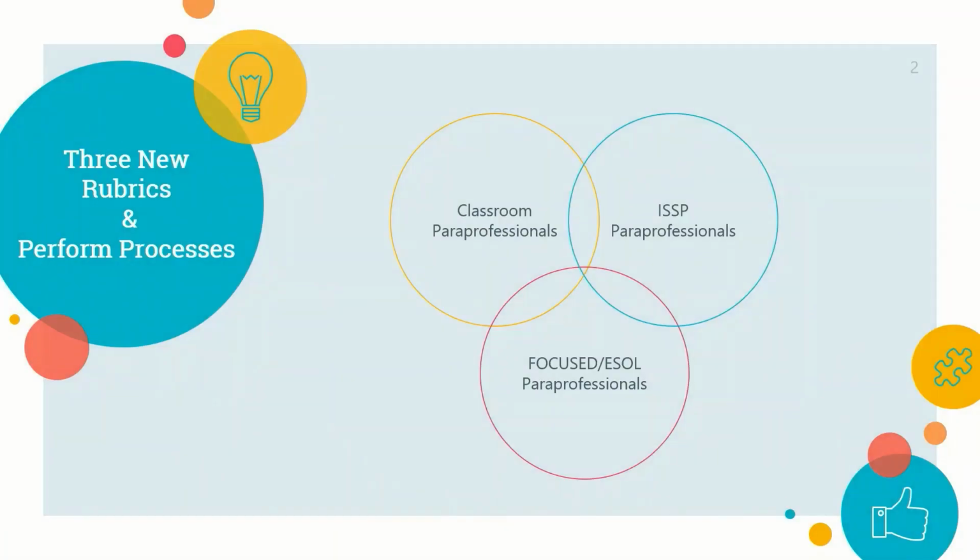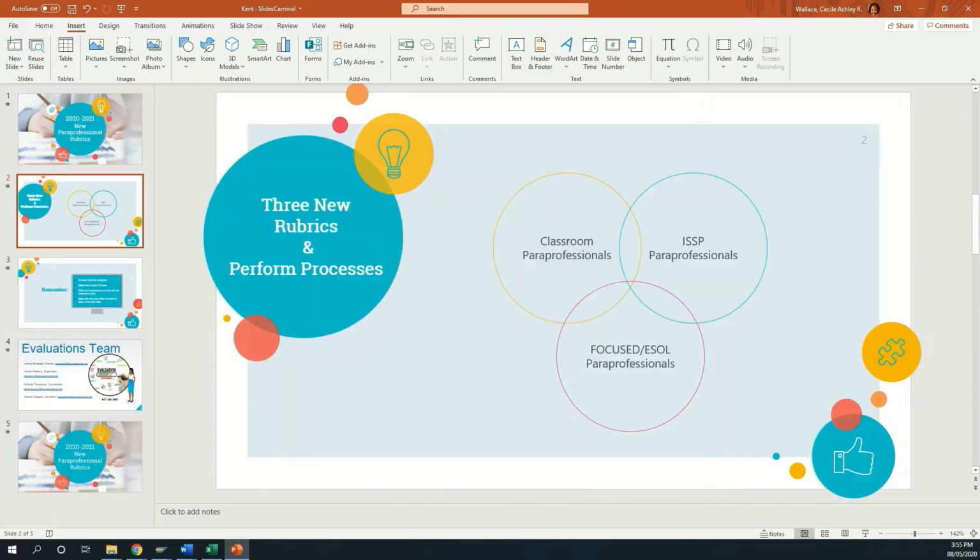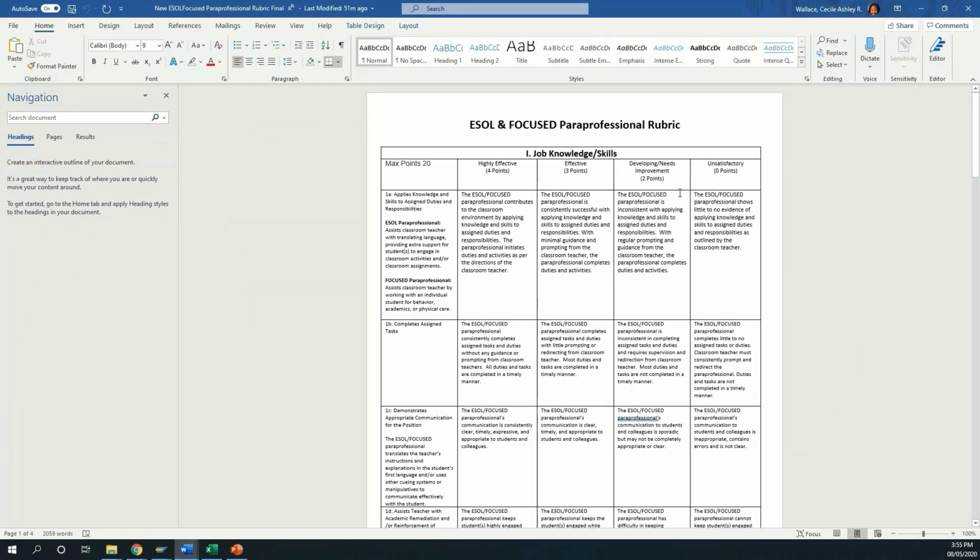So out of that conversation, we developed 3 different rubrics, 3 different processes in Perform. So the first one is a classroom instructional paraprofessional rubric, followed by our ISSP paraprofessional rubric, and then our focused ESOL paraprofessional rubric. So I wanted to show you what they look like. I'm going to press escape here, and let's navigate over to these rubrics.